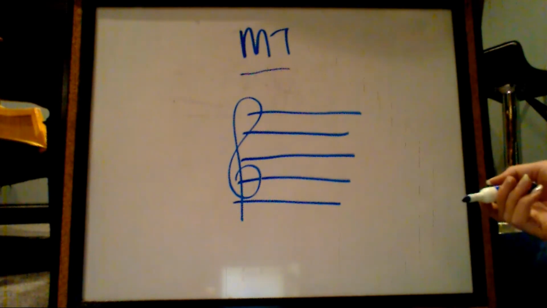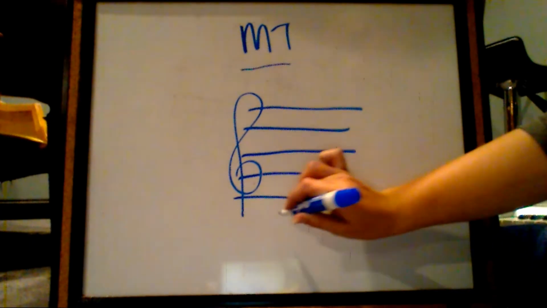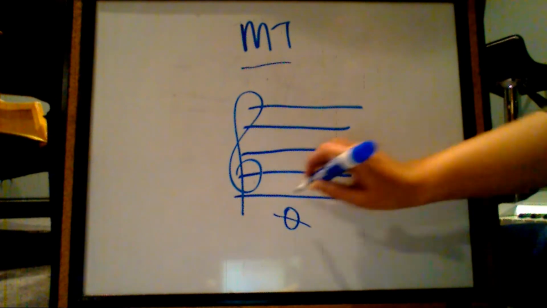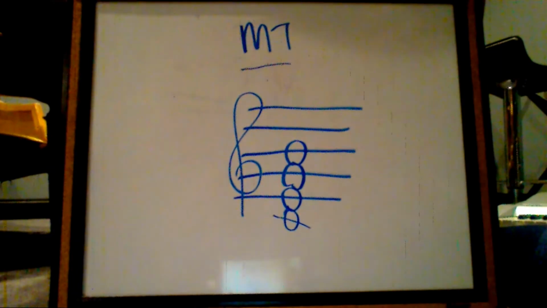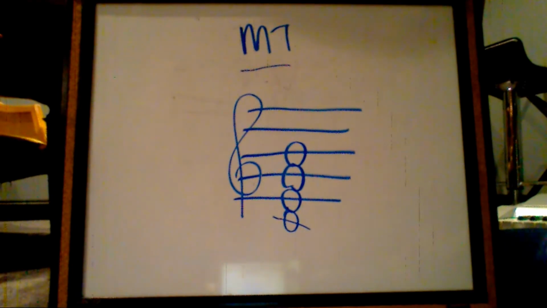So the way that we're going to do this is like we've been doing all the other ones. We're just going to draw it out first. So we're going to start on middle C like we have been doing for all the others, because middle C is a very good note to start on.